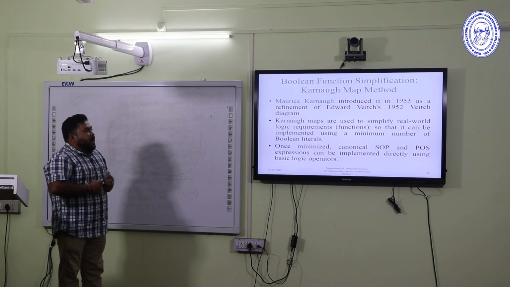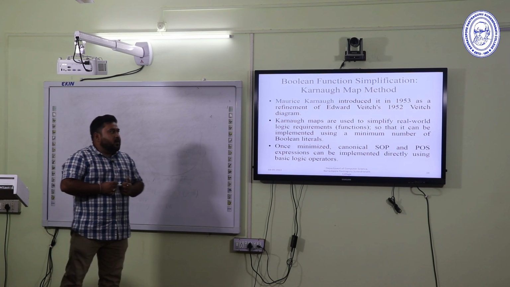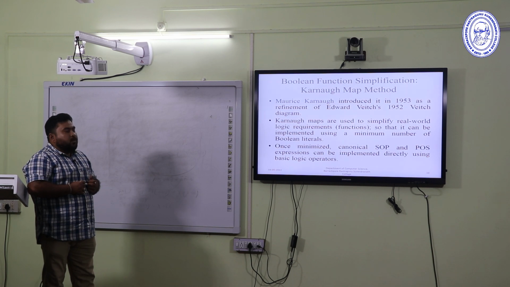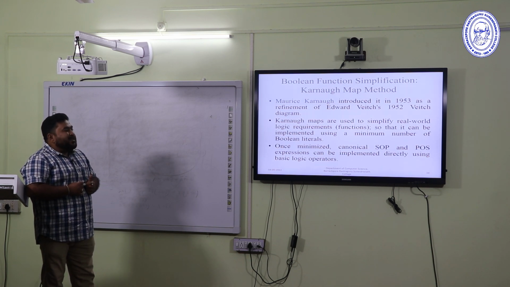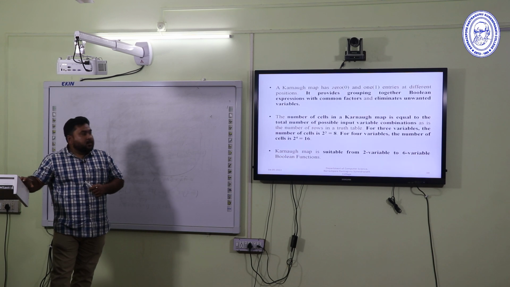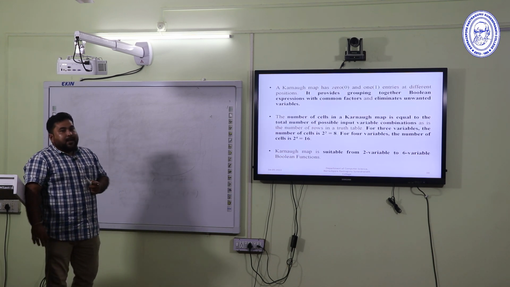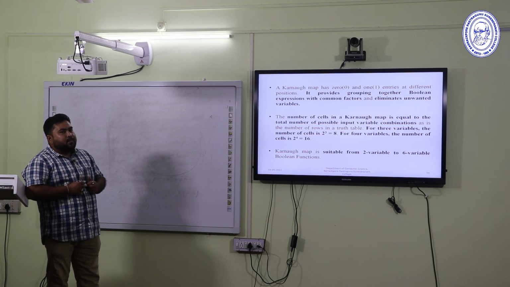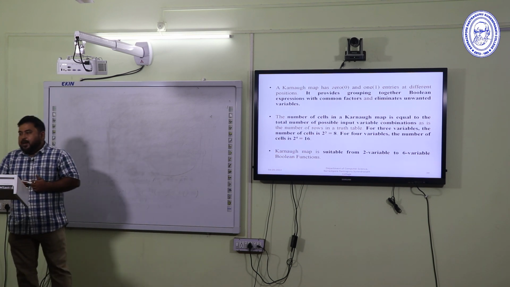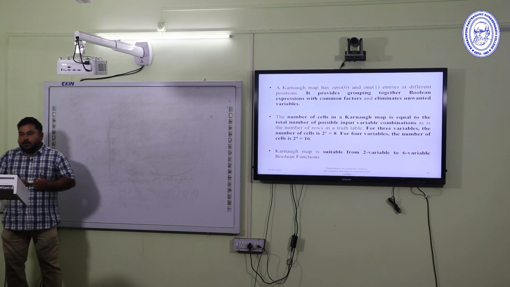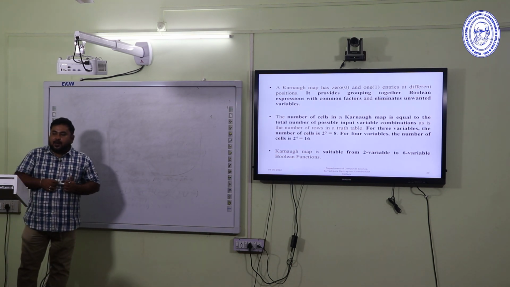So maps are used to simplify real world logic requirements so that they can be implemented using a minimum number of Boolean literals. Once minimized, canonical SOP and POS forms can be implemented directly using basic logic operations. A map has 0 and 1 entries in different sectors. It groups together Boolean expressions with common factors and eliminates unwanted variables.